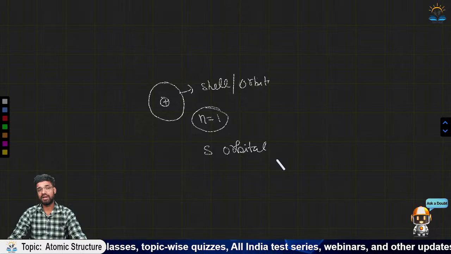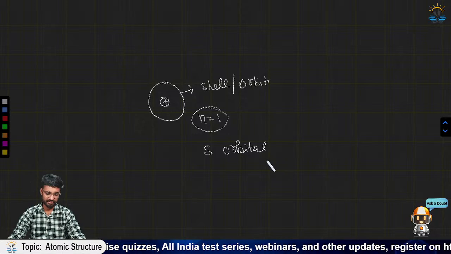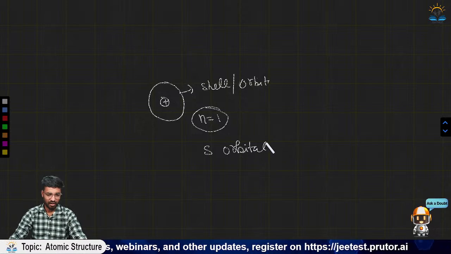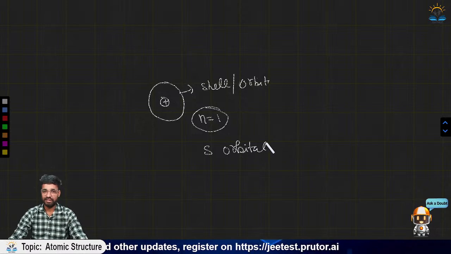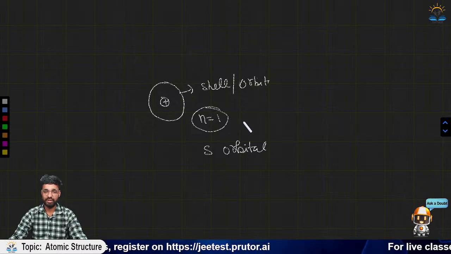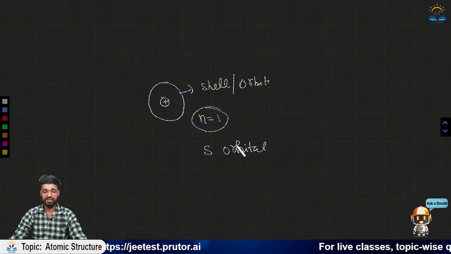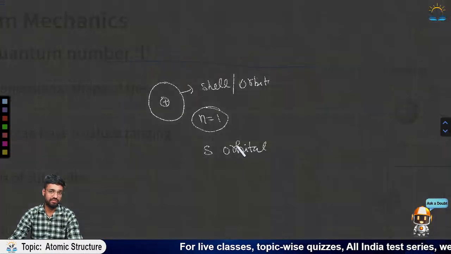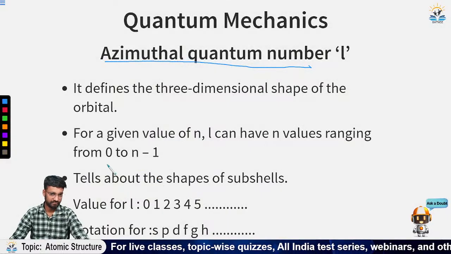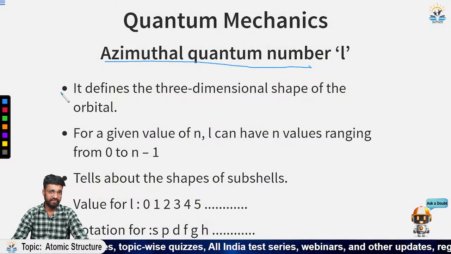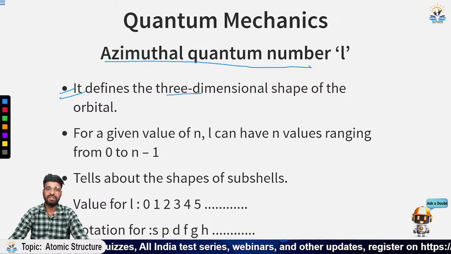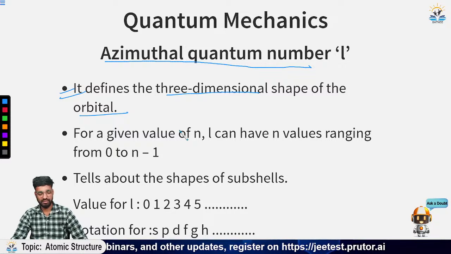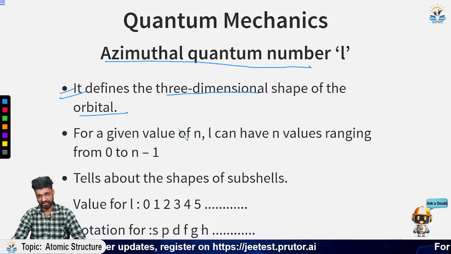This s orbital is round in shape. So this is the first shell we have, the only orbital present in n equals 1. As we increase the value of n from 1 to 2 to 3, the number of orbitals in that shell increases. So here we have that it determines the three-dimensional shape of the orbital. If you are considering the 1s orbital, it will be a sphere. Then we have the p orbital. We will see how the shape varies.